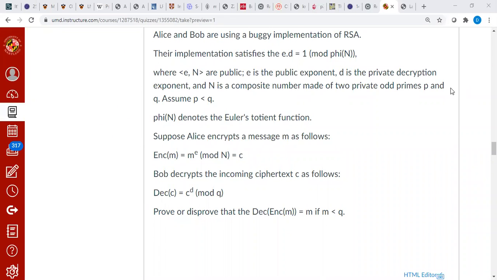Hello, welcome back. In this segment, I'm going to talk about an interesting problem that was given to our grad students at the University of Maryland. The problem is related to RSA, and let's go straight into the problem.